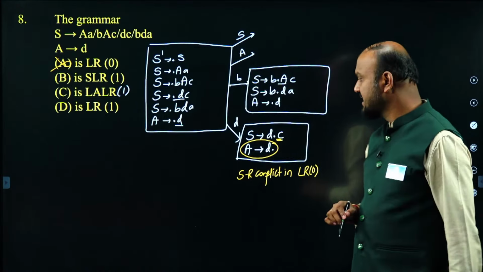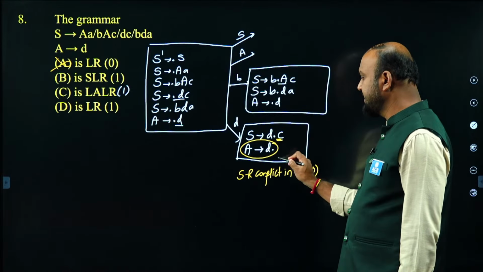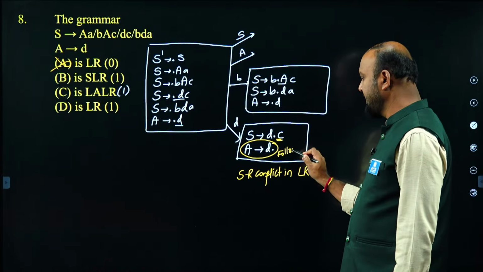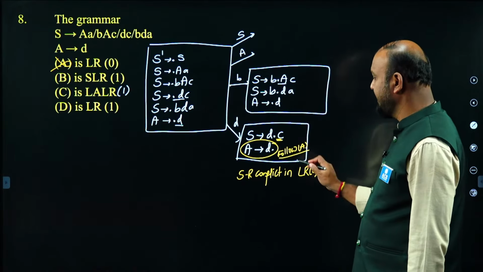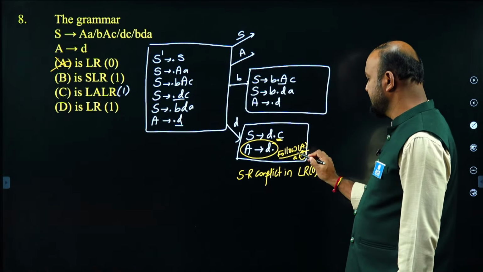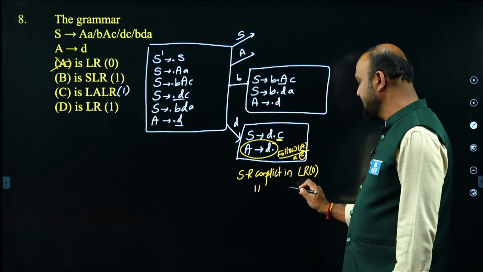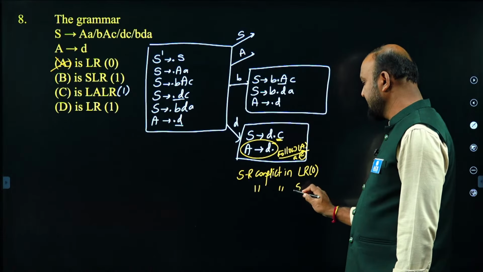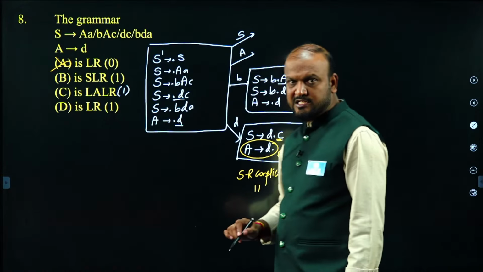Just check for SLR(1). For SLR(1), what do we have to do? The reduction is to be filled in the follow terminals of A. Now what is the follow of A? Follow of A is a and c. Now c is a common terminal. So it is an SR conflict in SLR(1). So B is also wrong.